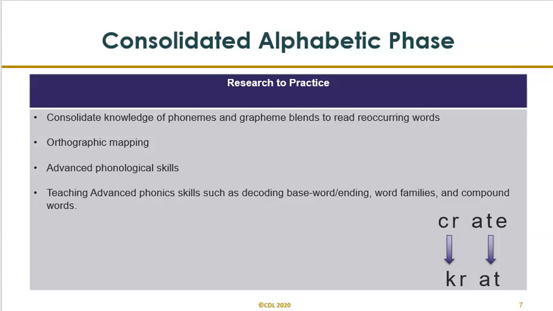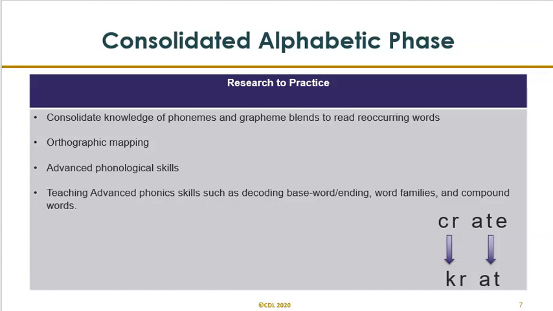So for instance, if I gave you the example cat, students at the partial alphabetic stage might be looking at the C, the K, and the T at the end. And when they get to full alphabetic, they're looking at sounds, K, at. When they move into consolidated, they're starting to read more of those syllabic units. So giving that example of crate, they know that that C and R, cur, are blended together.